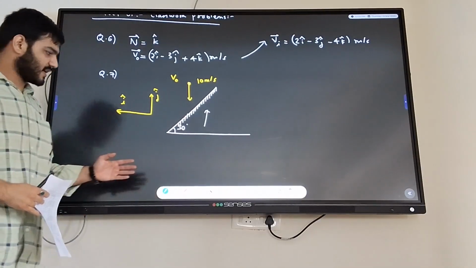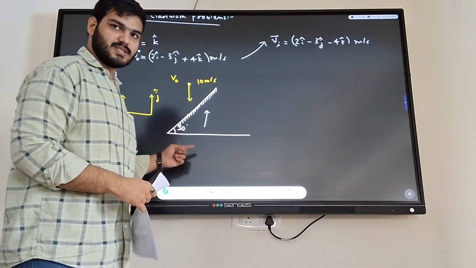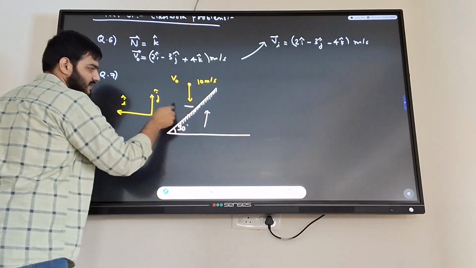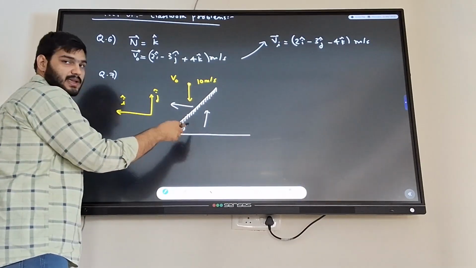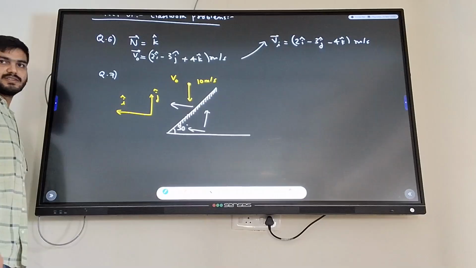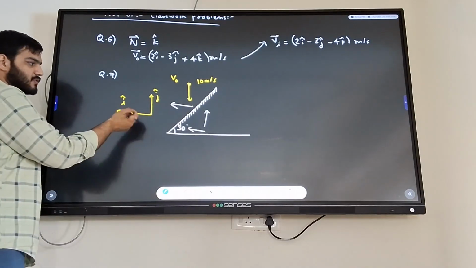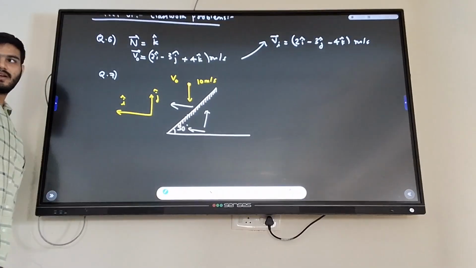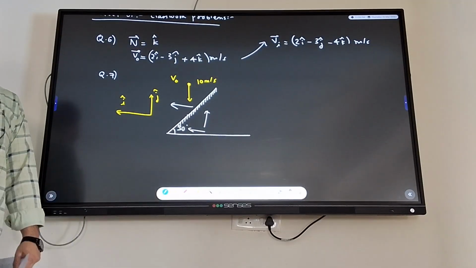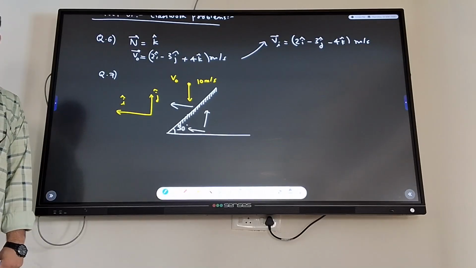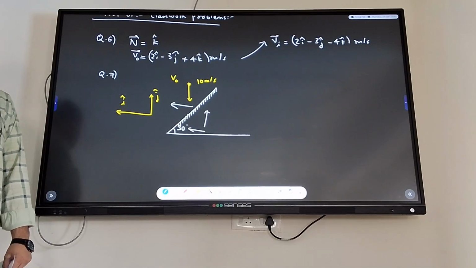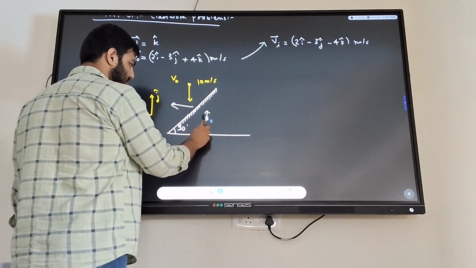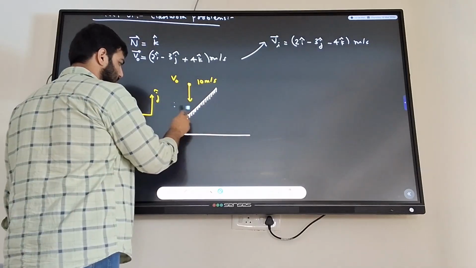If I am running beside a mirror, then my image is running with me, yes or no? So that means this has a tendency to go in this direction, and the image will also have a tendency to go in this direction. Just by looking at this, the components should be plus and plus. Yes or no? Yes. And that is the first option. But there are two plus and plus options; C is also 5 root 3 plus 2j.